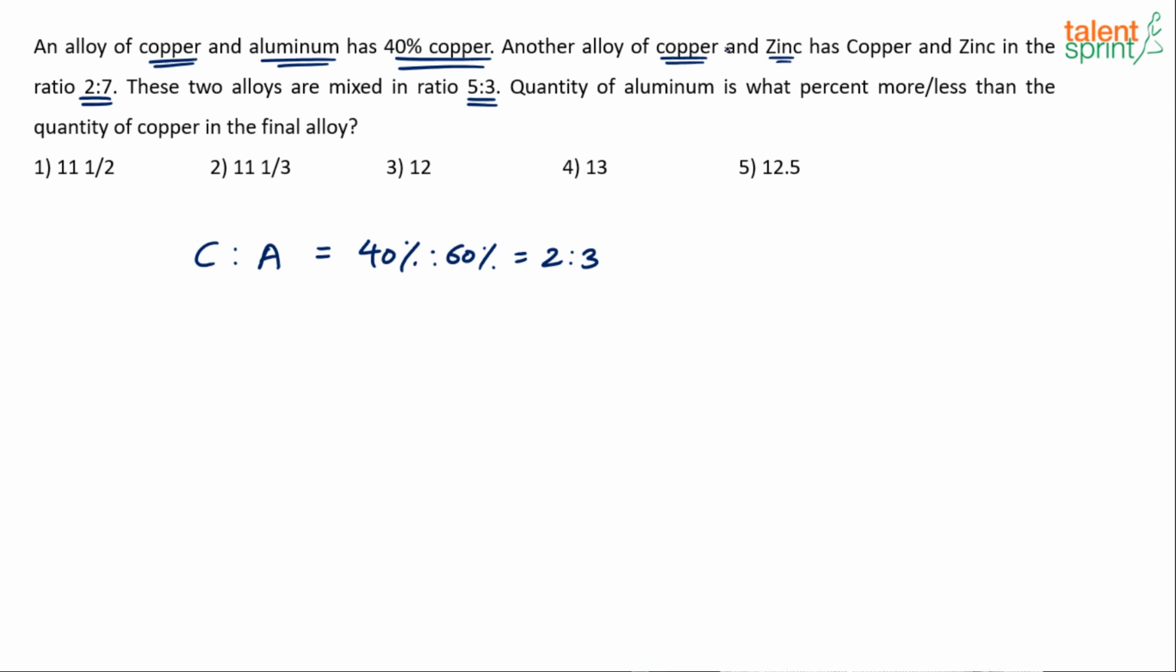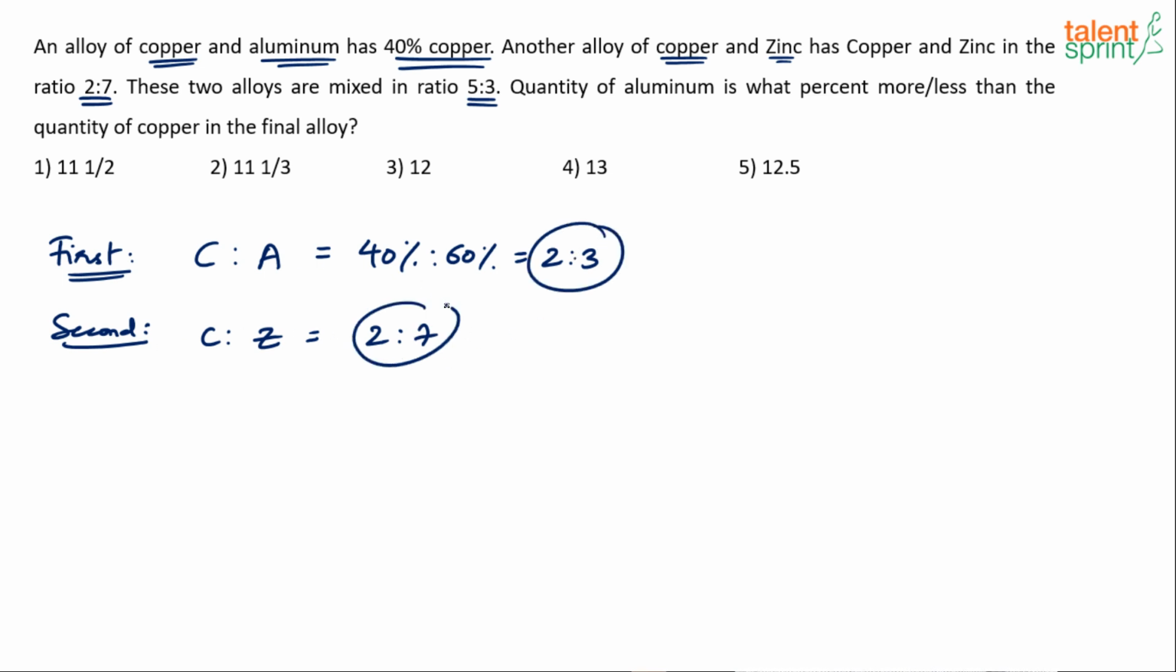There's another alloy of copper and zinc this time. This is the first one. What does the second one have? The second one has copper and zinc. Copper is to zinc, what's the ratio? This time the straight ratio is given, 2:7. So copper and aluminium 2:3, copper and zinc 2:7. That's the ratio. So if it is 2x, 3x, this will be 2y, 7y.